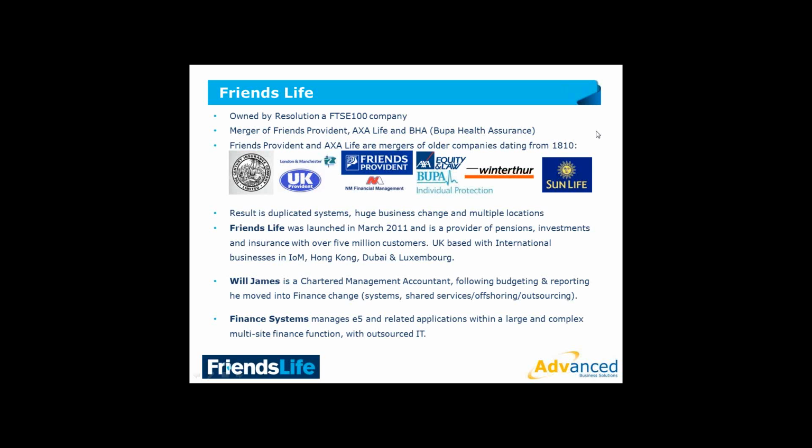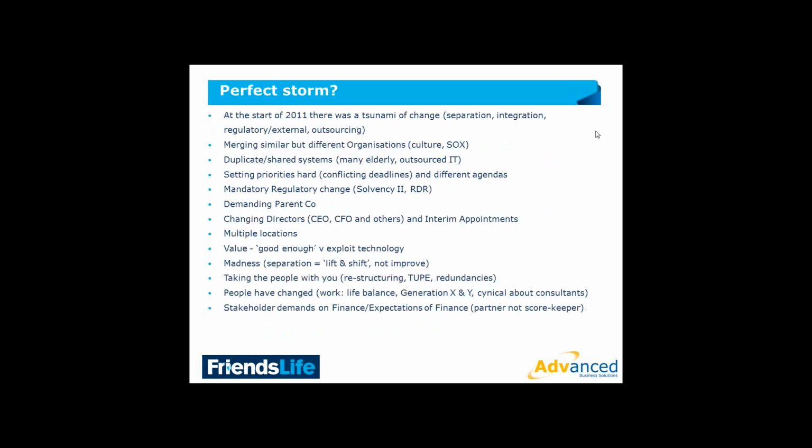And our agenda, which we'll look at as a kind of perfect storm, actually covers all the things relating to finance. I'm not trying to talk about the entire company. But at the start of 2011, we had all the things we're doing in terms of separating and integrating businesses, but there was a lot of regulatory and external change going on.